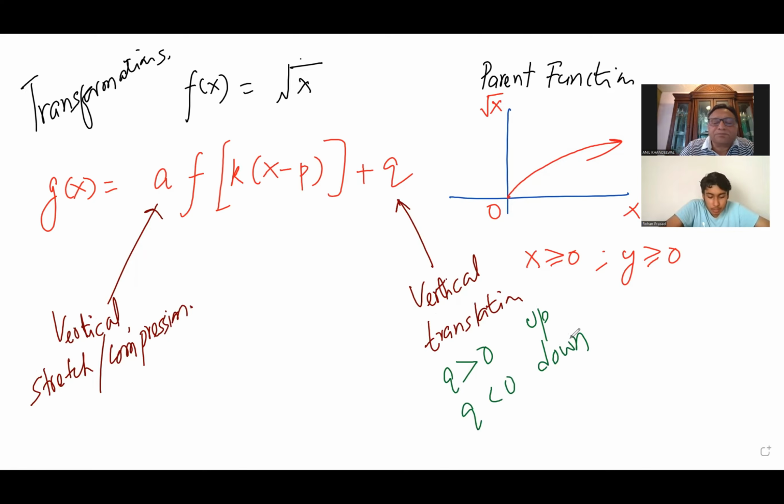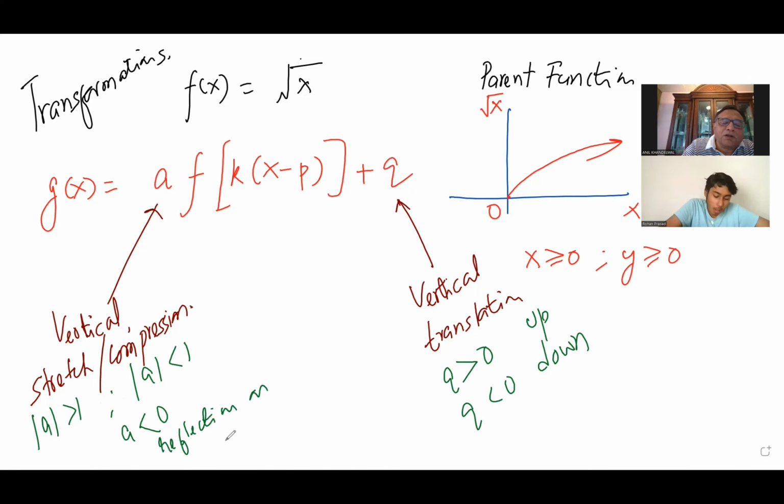Translate down, correct? For a, if the absolute value of a is greater than 1, then it is a stretch. And if the absolute value of a is less than 1, then it is compression, correct? Also, if a is less than 0, meaning negative, in that case, it is a reflection on the x-axis.